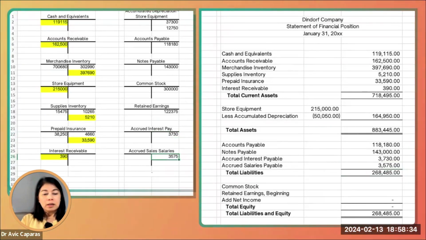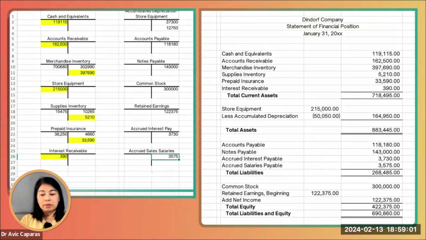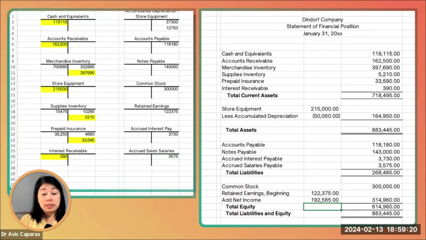Common stock is 300,000. Retained earnings beginning 122,375. The balance, the one that we had earlier, 192,585. So this is a profitable company, earning a net income of 192,585.